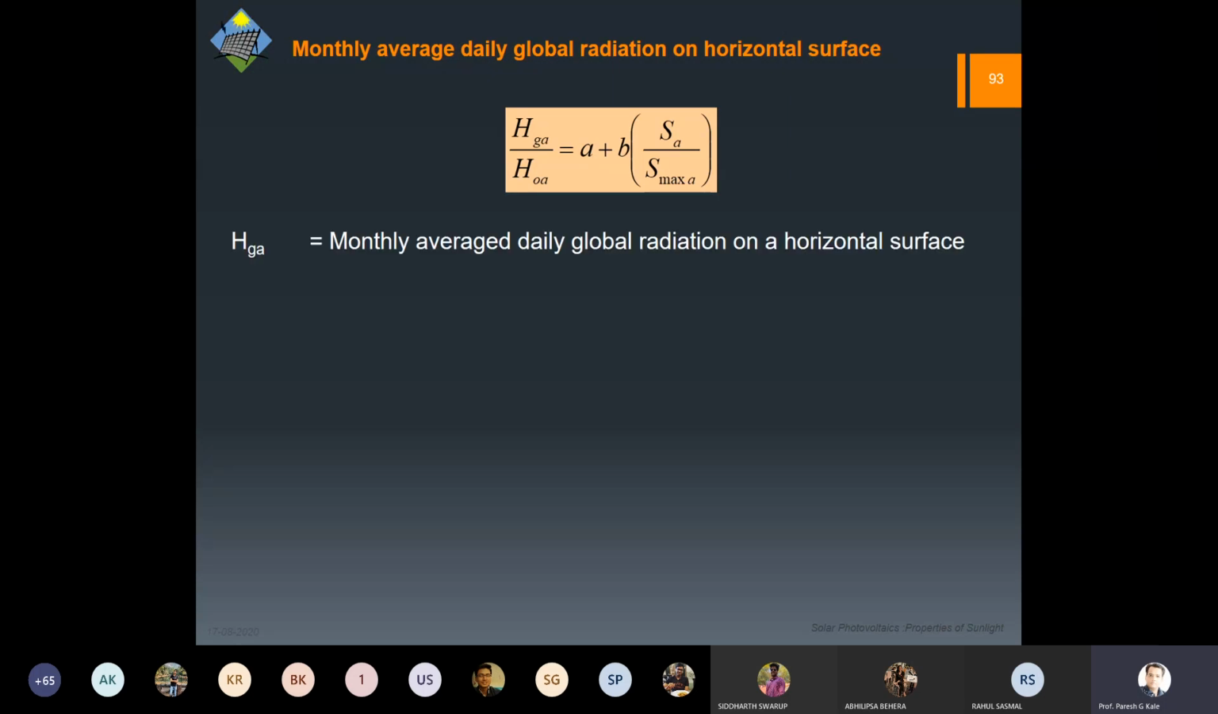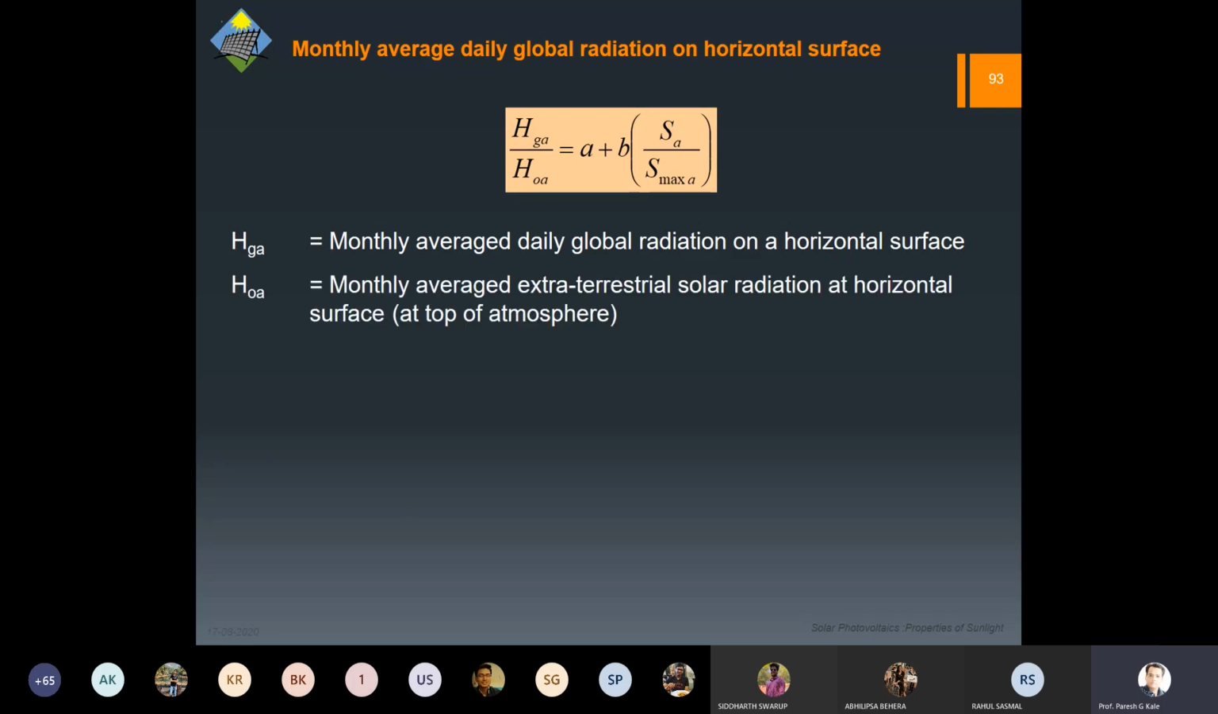Daily global average radiation. So we are making the monthly average into a daily one, and then we are calculating global radiation. As I've said, it is diffuse plus direct plus albedo. So HGA by HOA is equal to A plus B times SA by S max, and this HGA is what we are calculating, monthly averaged. That's why A stands for average, G stands for global radiation. Here O is actually 0. It's not the letter O, it's 0, and we have reserved it for extraterrestrial solar radiation.